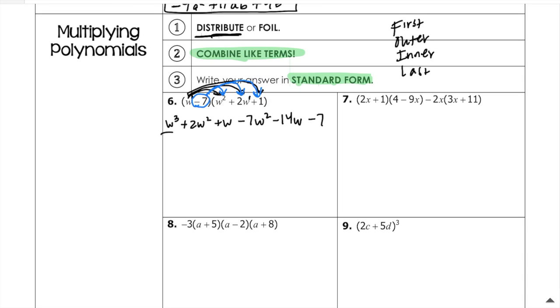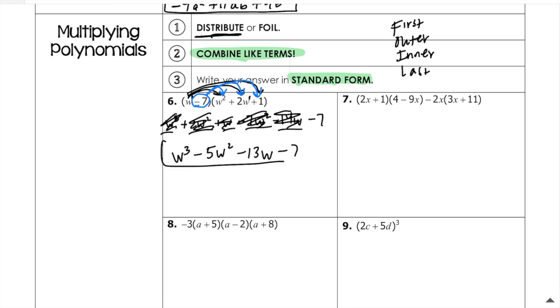It seems like my w to the third is my biggest degree, so I'm going to put that first. Then I have w squared, so I have 2 minus 7, that will give me -5w squared. I have 1w minus 14w, that will give me -13w. And I have a -7.